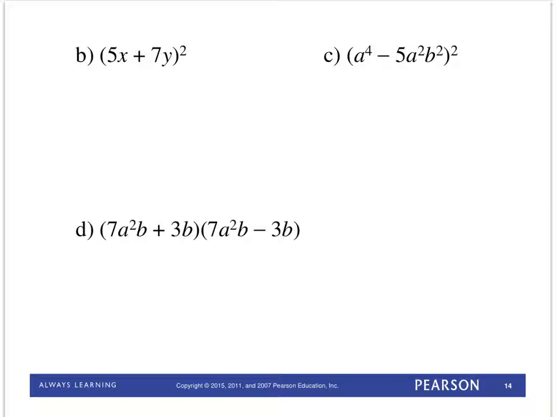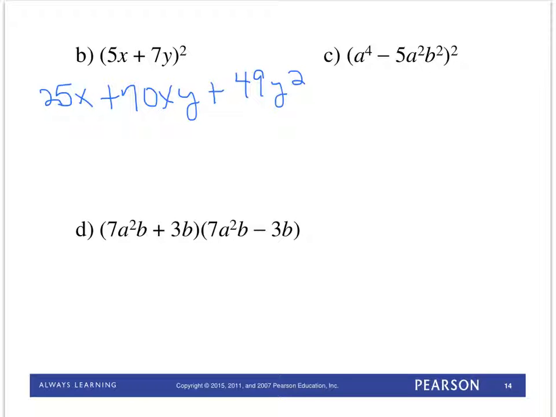Now if you remember the rules on how to do this one, we're going to square the first term, so we get 25x squared. Multiply those together, so that's 35xy. Then you're going to double that, so it's going to be 70xy. And then you're going to square the last term, 7y becomes 49y squared. Now we're going to do the next one.